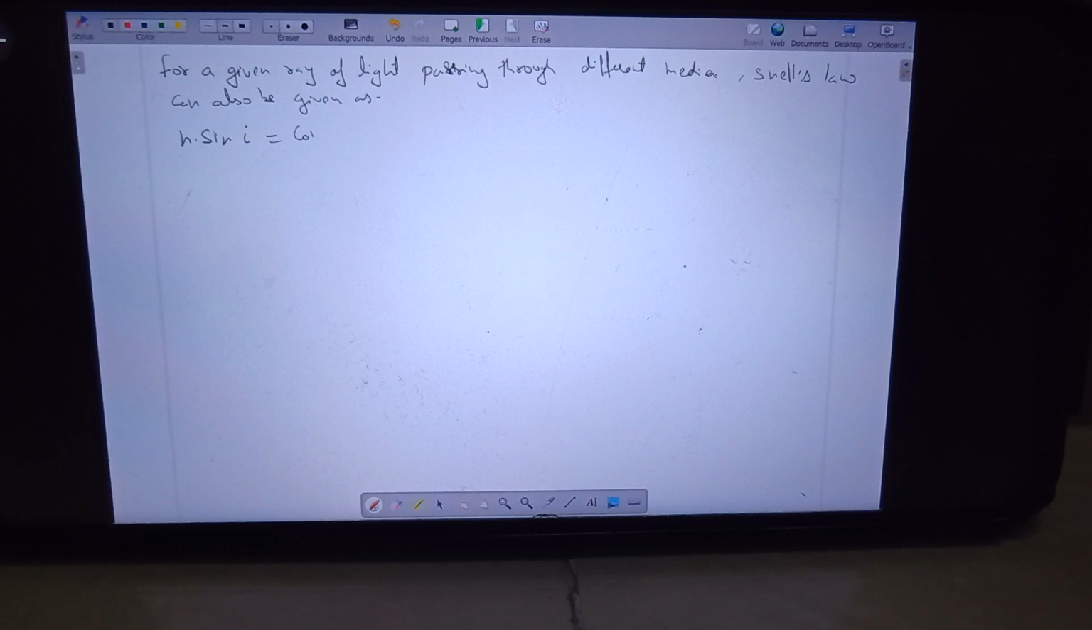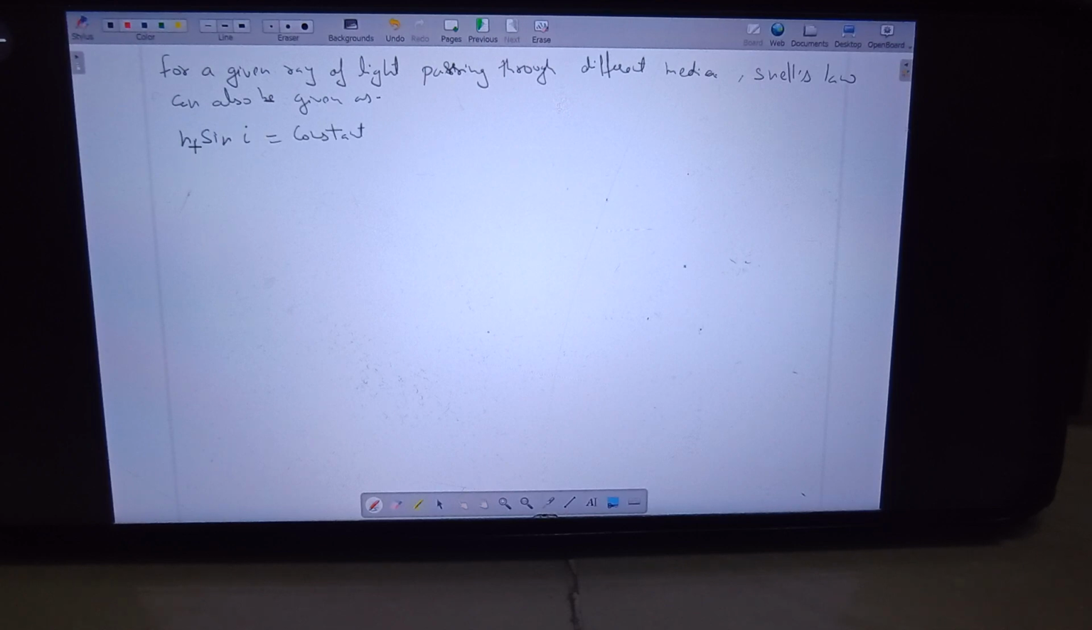Write down, for a given ray of light passing through various media. It can be two or more than two. Passing through different media, the relation is given as: Snell's law can also be written as n into the sine of the angle that the ray makes in that medium will always be constant.